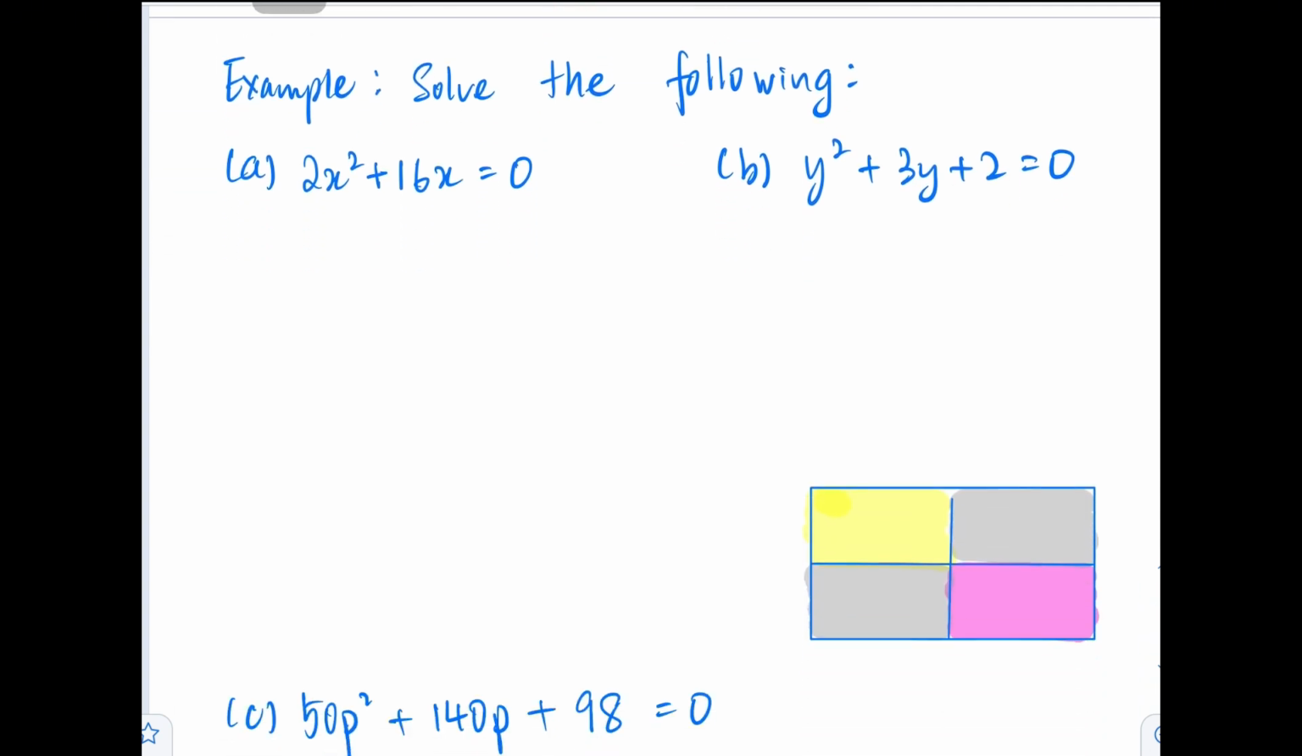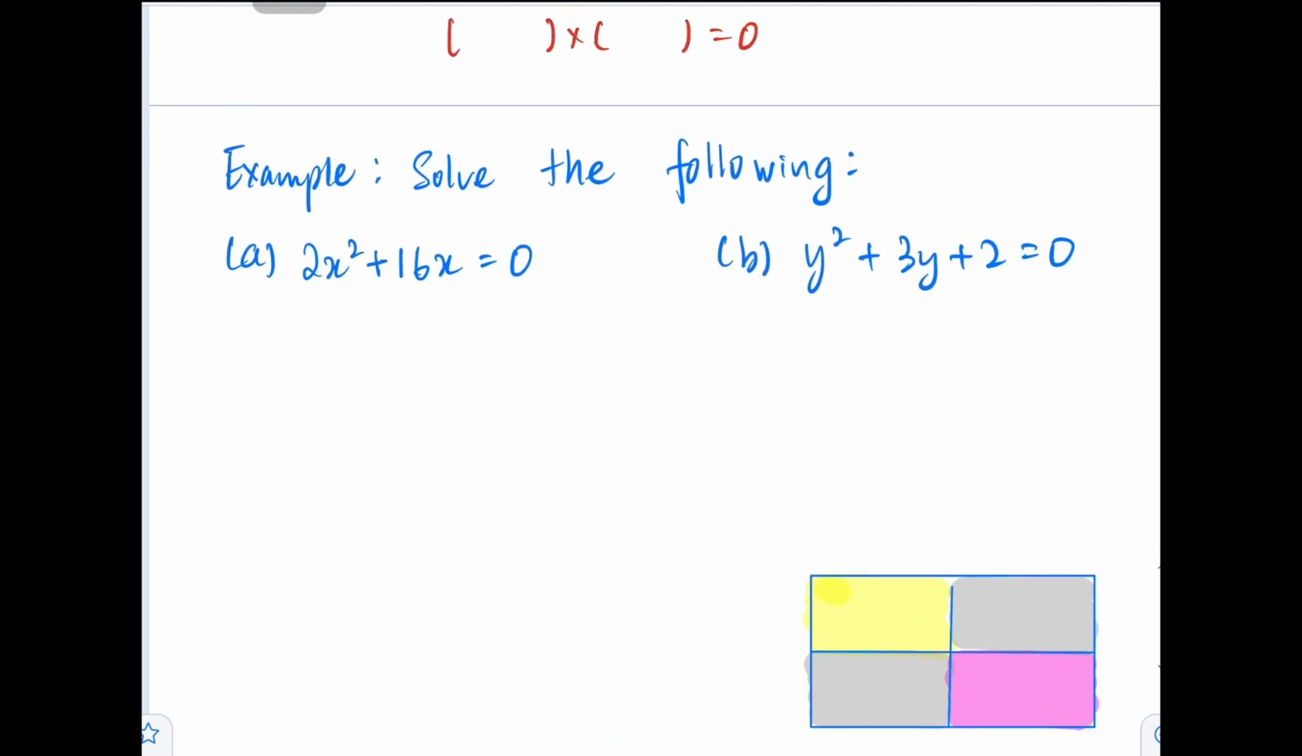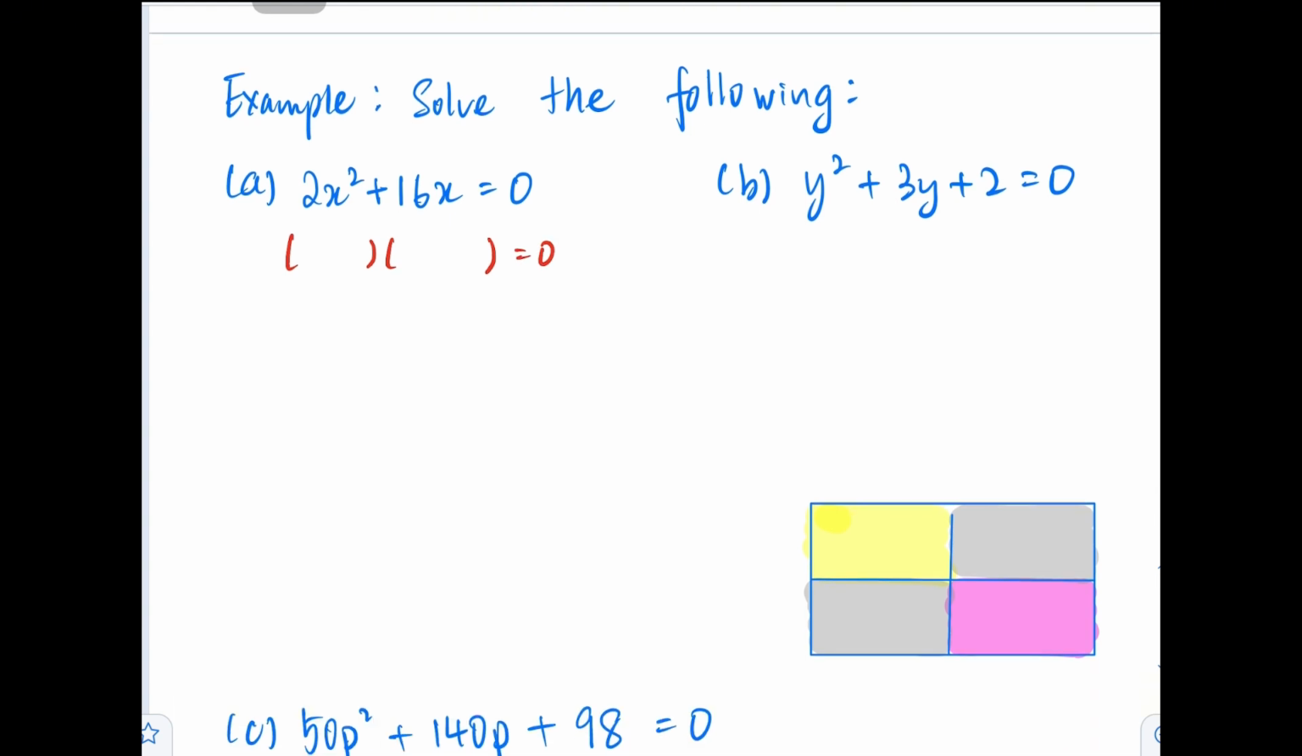So if we look at the first equation that we need to solve, 2x squared plus 16x equal to 0, it certainly does not look like this form where we have something times something equals to 0. So in order to get it into this form, we will need to factorize this expression on the left, which is 2x squared plus 16x.